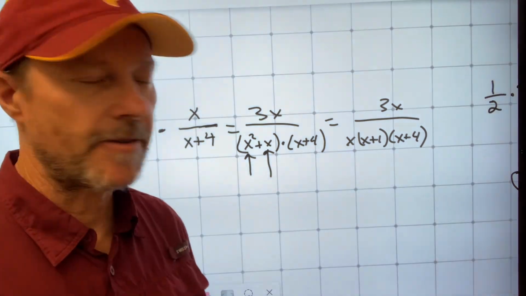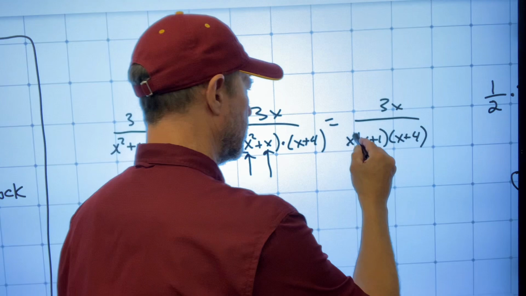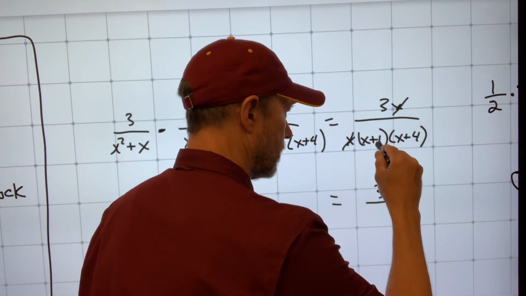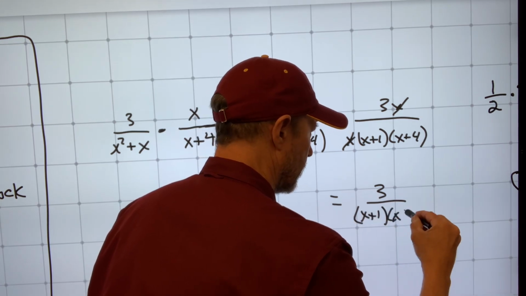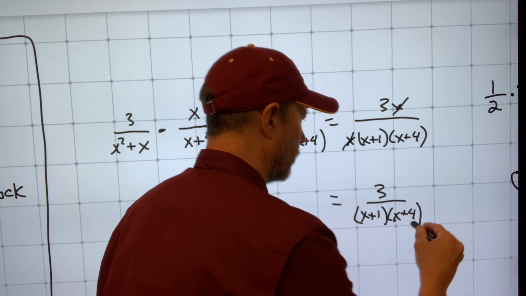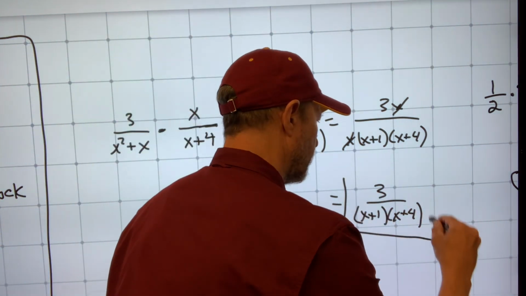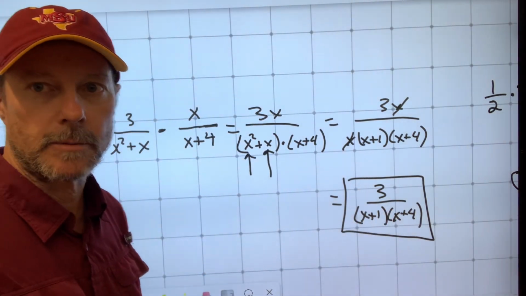If there's any common factors in the denominator with the numerator, you reduce. So in this case, I can reduce. And so the final answer is 3 over x plus 1 times x plus 4. And you can FOIL this out, multiply the x plus 1 by the x plus 4, but here it's factored. We'll just leave it like that. And that is the simplified product of the pair of fractions we wanted to multiply in the beginning.